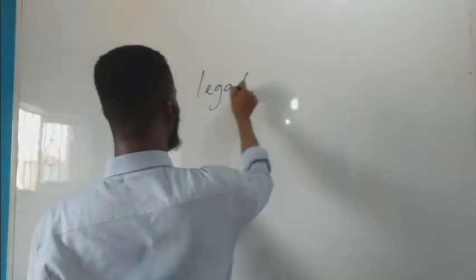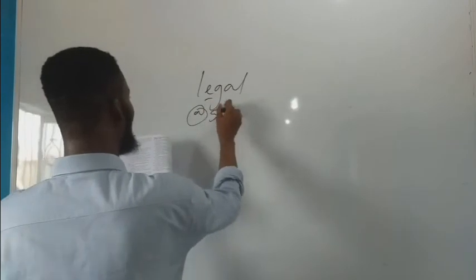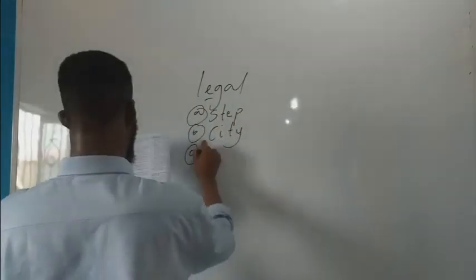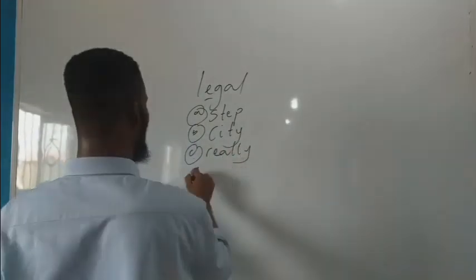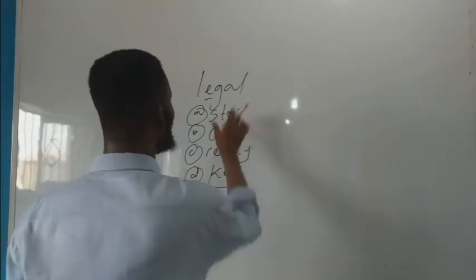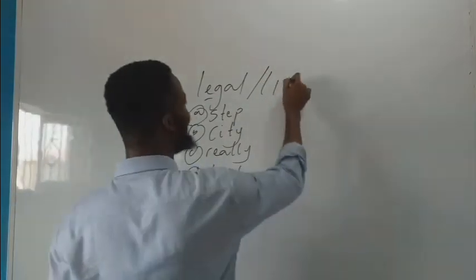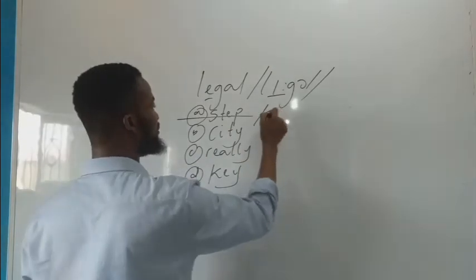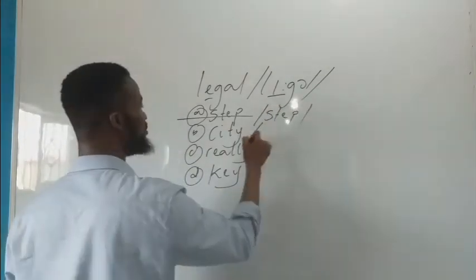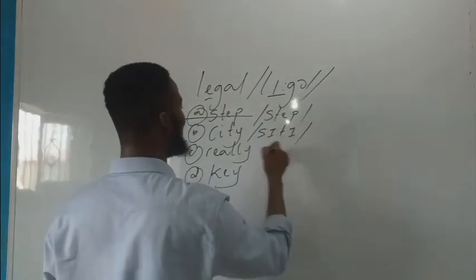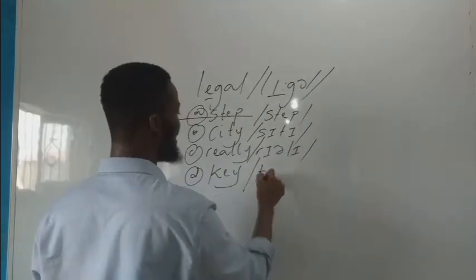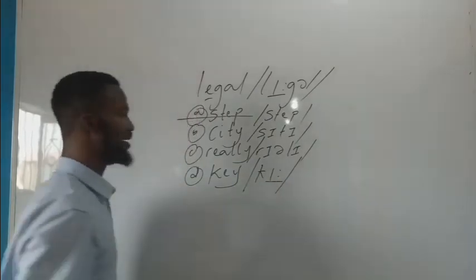The second question we have is LEGAL. This is underlined. Option A we have STEP, option B we have CITY, C we have REALLY, and D we have KEY. This is called legal. Legal is a short E sound. This has nothing to do with it because it's pronounced as step. This is called city. This is called really. And this is pronounced as key. This is our final answer, key.